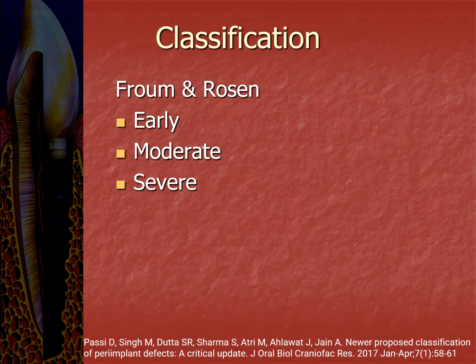So let's see the classification of peri-implantitis. The newer proposed classification of peri-implant defects article discusses many classification systems of peri-implantitis, and here I shall be discussing two among them. The first one is the Froum and Rosen classification. In the year 2012, they classified peri-implantitis based on the stage of the disease: early, moderate and severe.